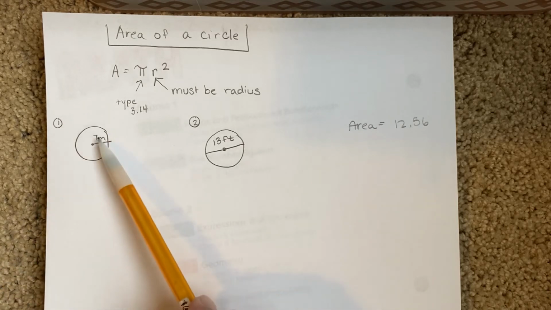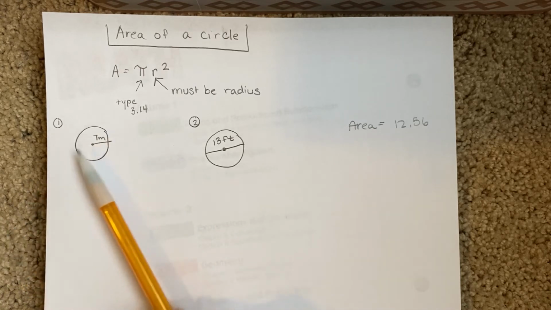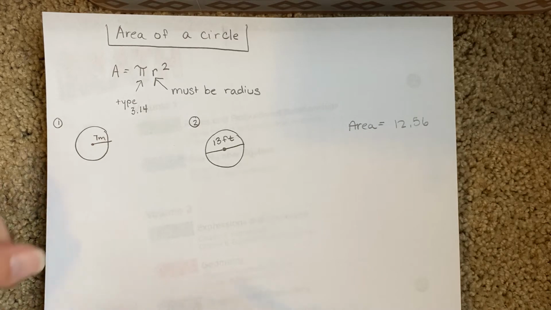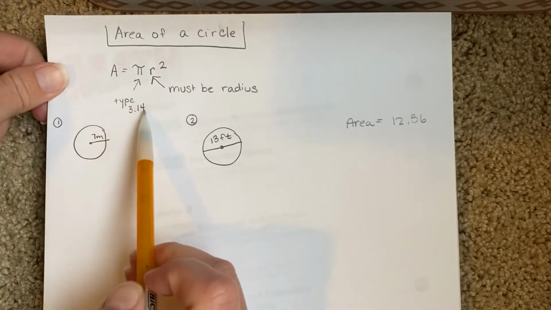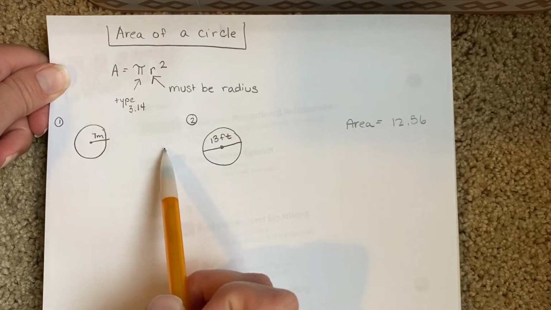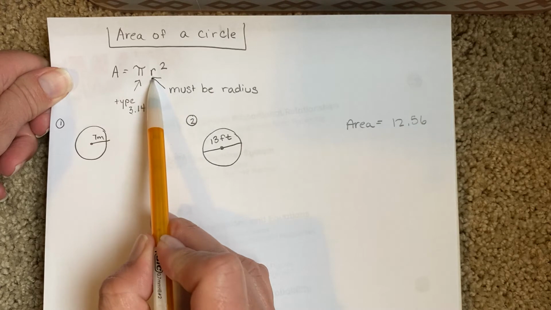So the last time, circumference was the distance around the circle. Well, now area is everything inside the circle. The couple things you need to remember, like I asked the last time, please type in 3.14 instead of using the pi button on your calculator. This has to be a radius.